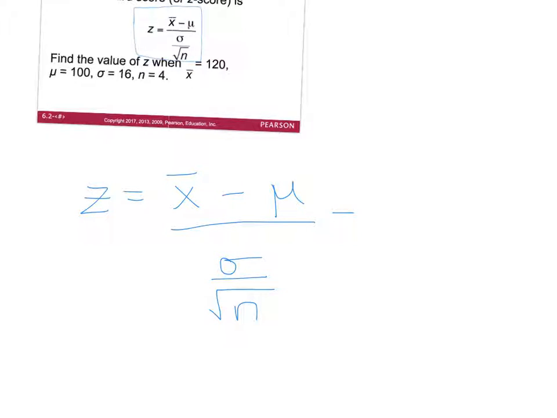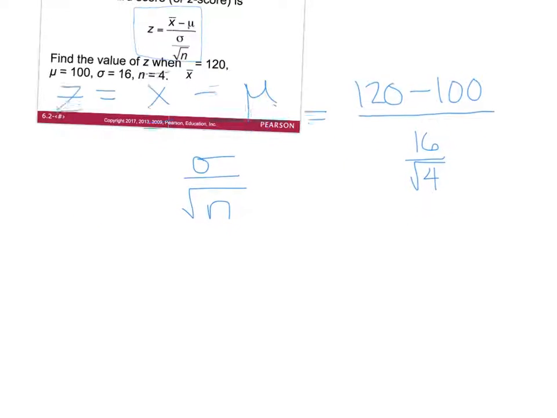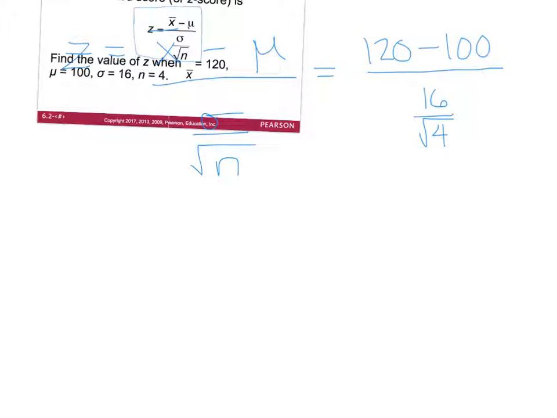Okay, so in this problem, they've told us that x bar is 120, mu is 100, sigma is 16, and n is 4. When we get to our statistical unit, all of this will make more sense as to what these numbers represent. When you go to simplify this, you want to simplify the numerator first. 120 minus 100 is 20.